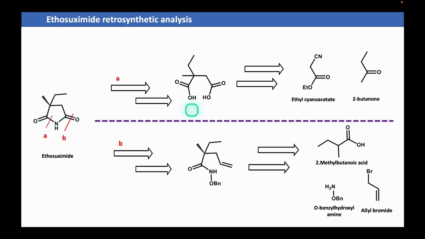The following disconnections lead to commercially available raw materials. In retrosynthesis B, the heterocycle is formed from the amino oxygenation of a double bond followed by its breaking to generate raw materials also commercially available.